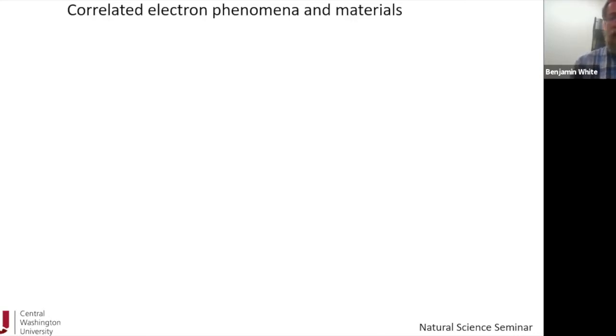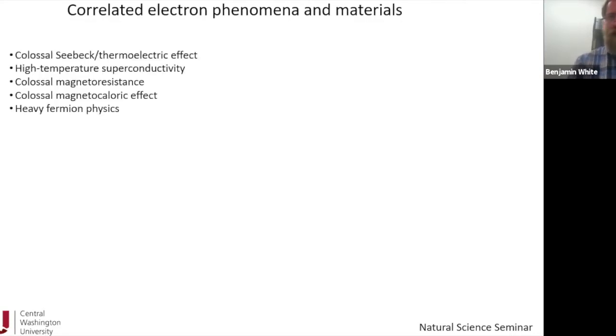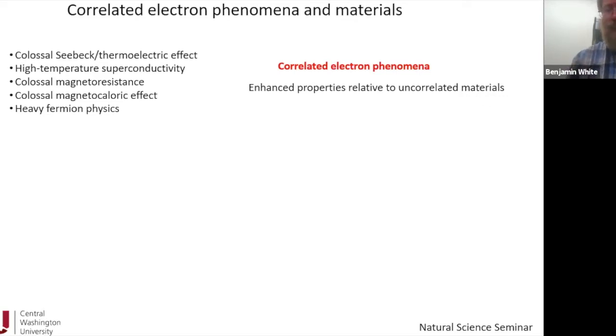Now, when we're talking about correlated electron phenomena, I'm going to put a very partial list of some correlated electron phenomena here, and let's see if you notice a common feature with them. So we've got things like colossal Seebeck or thermoelectric effect, high temperature superconductivity, colossal magnetoresistance, colossal magnetocaloric effect, heavy fermion physics. You get a sense from reading those off that a lot of these are properties that maybe more boring materials could possess. But when we're talking about correlated electron phenomena, we have these superlative adjectives, things like colossal or high temperature or heavy, and it's telling you that these phenomena tend to be enhanced properties relative to those exhibited by weakly correlated materials.